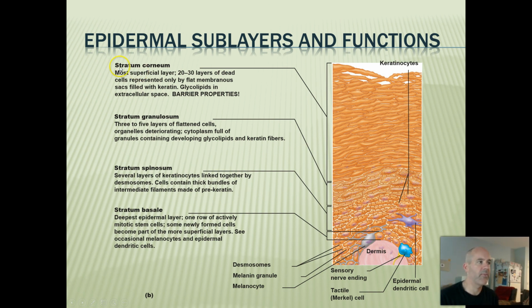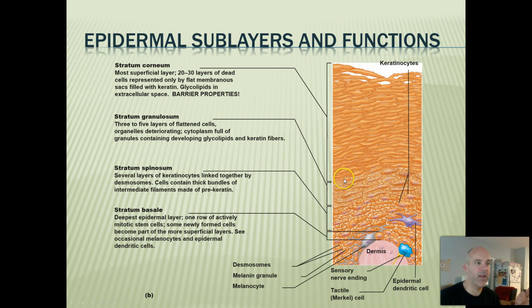And then up here at the top you have your stratum corneum, and these are all dead cells, still filled with lots and lots of keratin that's allowing those barrier properties to occur. And then those glycolipids, those sugar lipid combinations, kind of fill in the spaces in between, and that's going to help us out with the waterproofing.